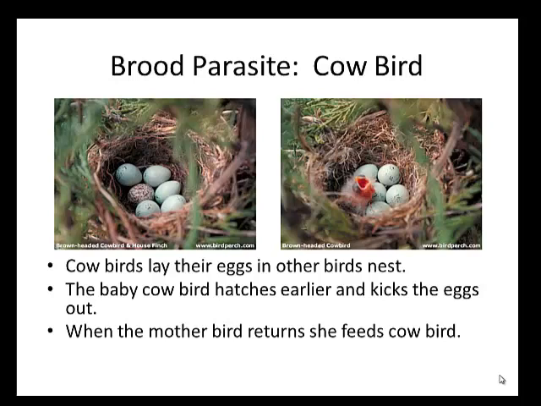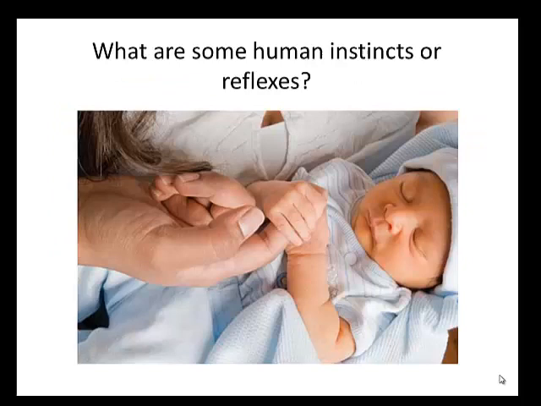So what about humans? We have reflexes too. Now remember, we come to the world with not a great deal of reflexes. It's one of our advantages. We are what's known as altricial animals. Altricial. It means we are very fragile, and we don't have a lot of complex reflexes or complex behaviors.